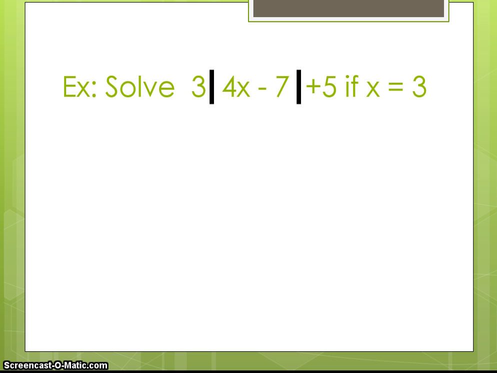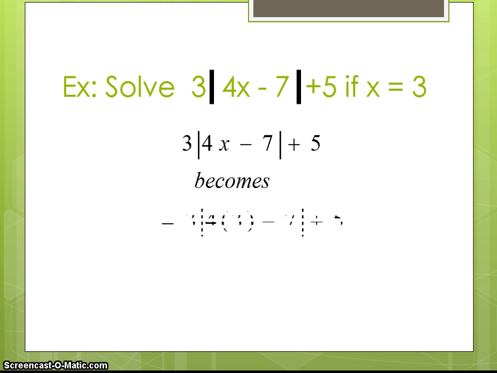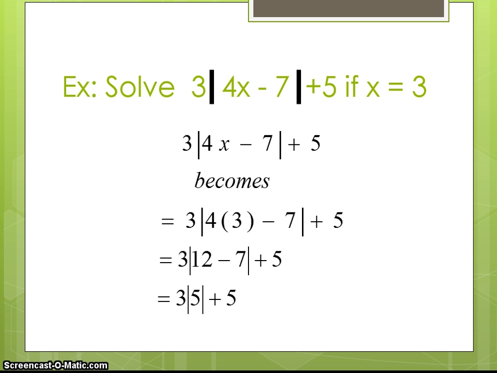Here we have a 3 right next to the line. That means multiply. So the equation becomes this when we put our 3 in. 4 times 3 is 12. 12 minus 7 is 5. We're going to pull the 5 out in a minute. It's going to be positive. Positive 5 times 3 is 15. 15 plus 5 is 20. That's most of the examples that you're going to see in this absolute value.